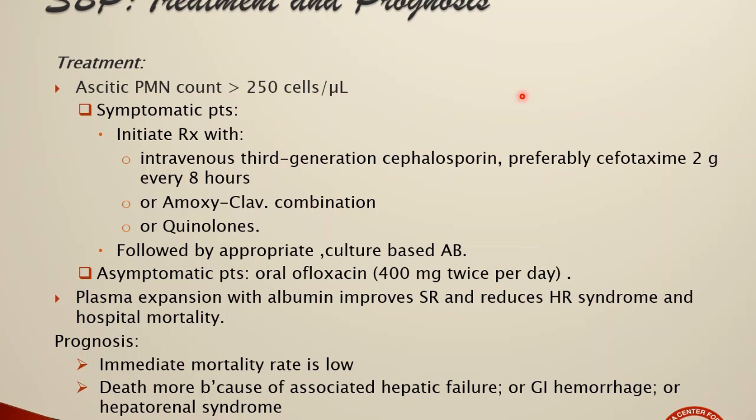The plasma expansion with albumin improves the survival and reduces the occurrence of hepatorenal syndrome and hospital mortality. So albumin is always additive, in that it decreases the morbidity and mortality. The prognosis of SBP is that immediate mortality is low. That's why this is considered to be one of the better forms of peritonitis to have. And death, if it occurs in SBP, is more because of an associated hepatic failure, GI hemorrhage, or hepatorenal syndrome rather than because of septicemia. A cirrhotic with infection, that is SBP, has a 1 year survival rate of 30% and a 2 year survival rate of 20%.